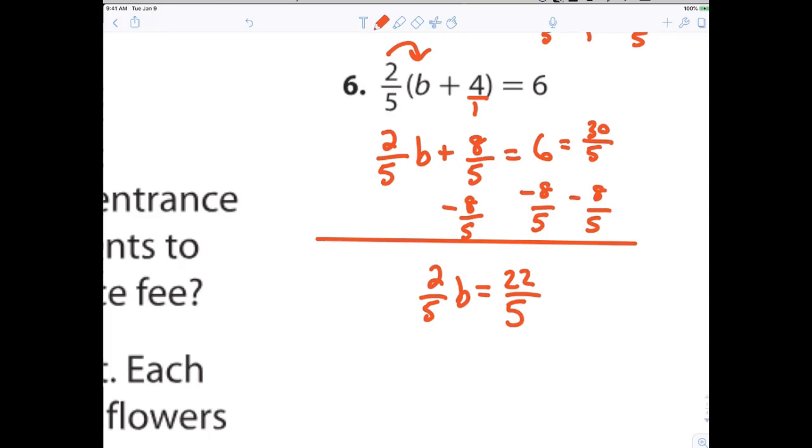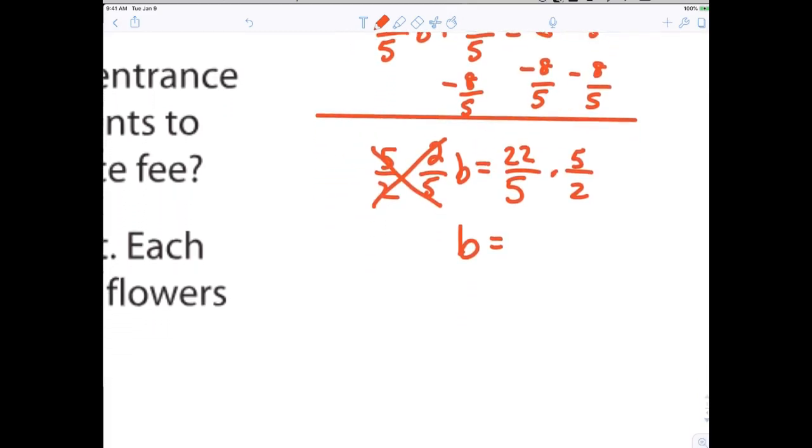Now how do I get rid of 2/5 again? Multiply by the reciprocal. So this would be 5 over 2 times 5 over 2. You agree with this? And what's canceling with the 5s? The one. So B is equal to what? 11, because the 5s cancel. So B is equal to 11. Is everybody okay with that?